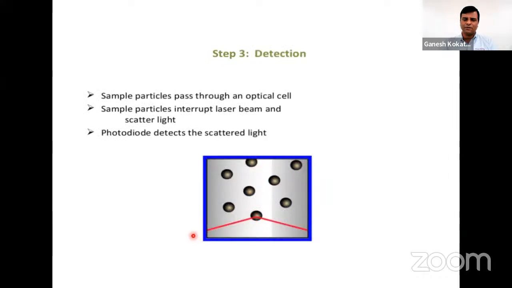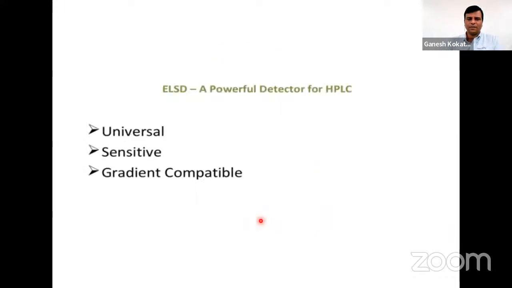As light passes from this lamp, it passes through the drop or the photodiode sample particle and gets scattered, and we are just counting the scattered angle, and with the help of that we are getting the peak of the component with the help of this mechanism.